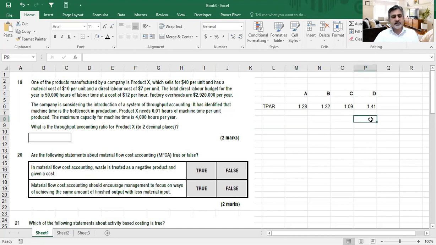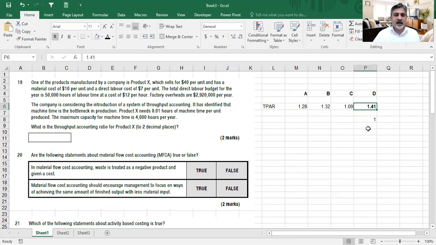And of course, this is my first choice. This is the highest because the bigger the throughput ratio is, the more profit it is giving. So if I have to make a choice, which one to produce, first I would go for product number D because it has the highest TPR ratio. So when I say 1.41, what does that mean? It means that my contribution per hour is 41% more than my cost per hour.